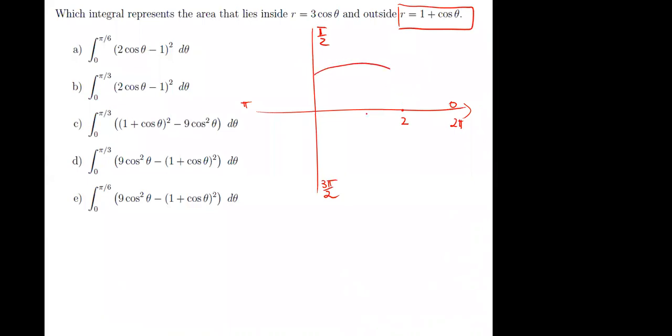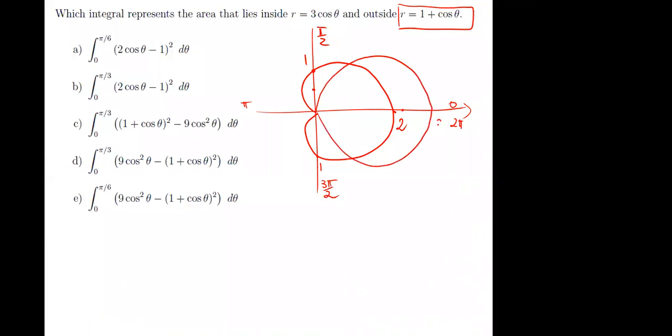That's 1. And then cosine at pi is negative 1, plus 1 is 0. And then, okay, is this the position? No, that's not pretty. Let me just draw it. Okay, not bad. This is 1, this is 1, this is 2. Now, this is a circle with the diameter 3 in the first and the fourth quadrant.